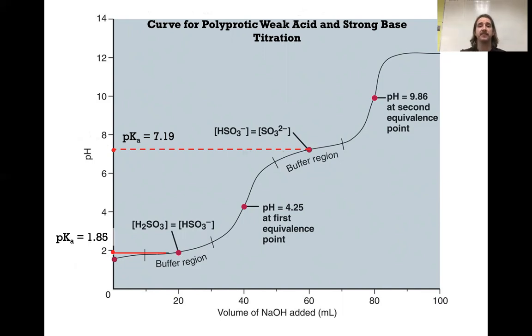For the second one, it gets a little trickier because now you've got to be thinking about, okay, here at this point, I've now neutralized all of the first hydrogen. So right at this point, it's now all the bisulfite ion. I'm going to now neutralize all of the bisulfite and turn it all into sulfite at the second piece. And it's the halfway point between those two data points that then gives us the pKa2, where we now have half of our bisulfite remaining, and we've made now equal concentrations of just the sulfite ion.